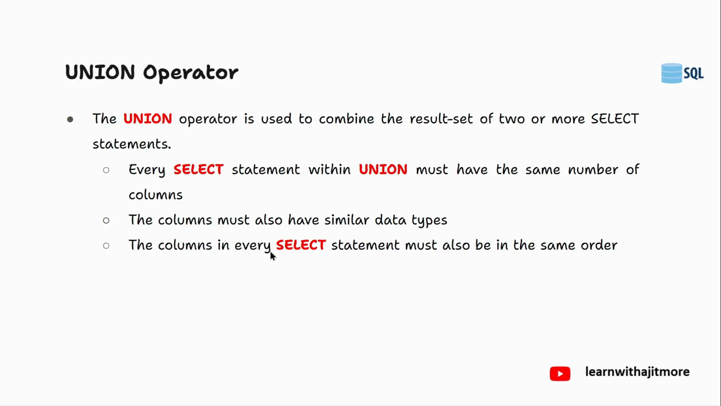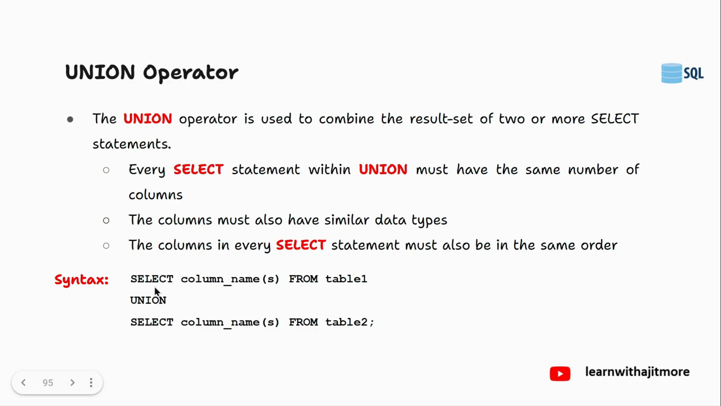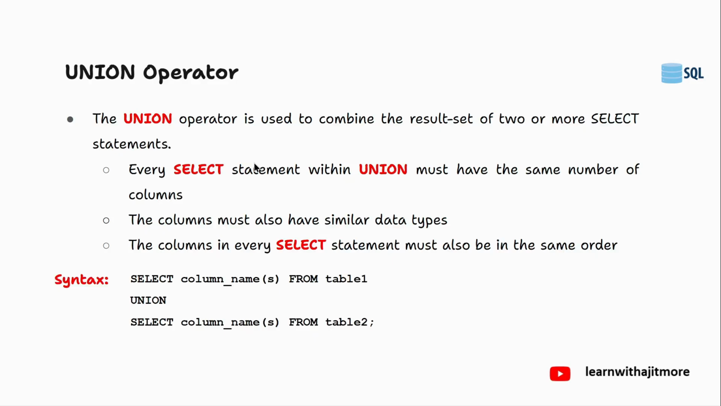Name is not important because it will take the names of the columns which are there in the first query. Only what is important are these three things: the count, the data type, and the order. Syntax is like this: select first query, union, second select query. The first select query will give you records, union the second select query will give you records. At the end, you will get the union of both. Okay, so you can understand the syntax. Just as an example I'm giving.